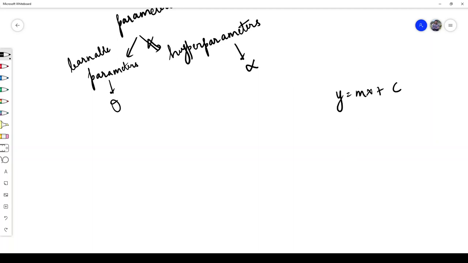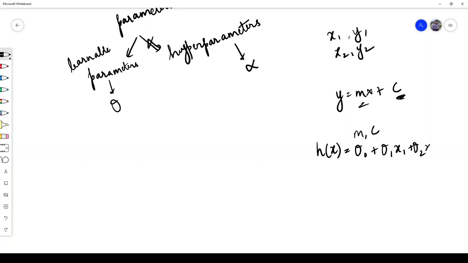Do you recognize this line? Yes, the equation of a straight line. If I give you x1, y1, x2, y2, what are you trying to find out now? If I tell you to find the equation of this line, what will you try to find? The slope. What about this? The intercept, m and c. So a machine learning algorithm has to do exactly the same thing. Instead, when you give it h of x equals theta naught plus theta 1 x1 plus theta 2 x2 plus.